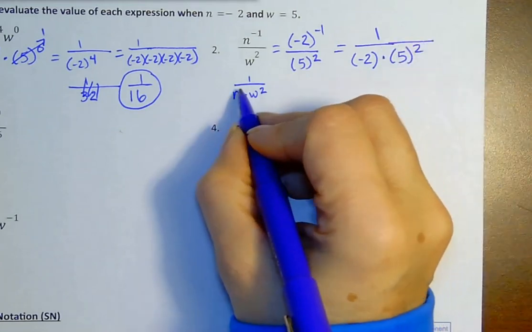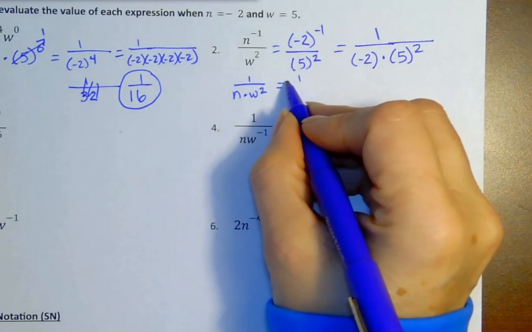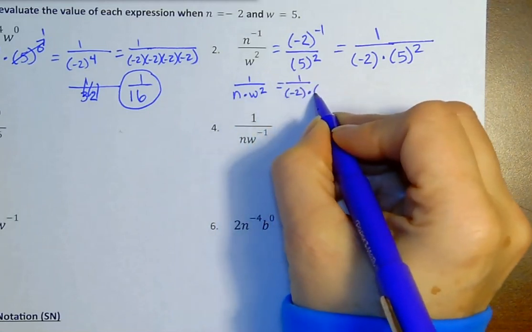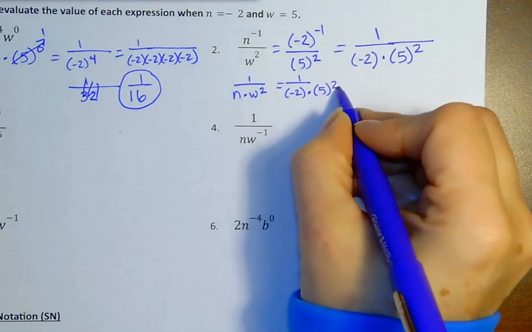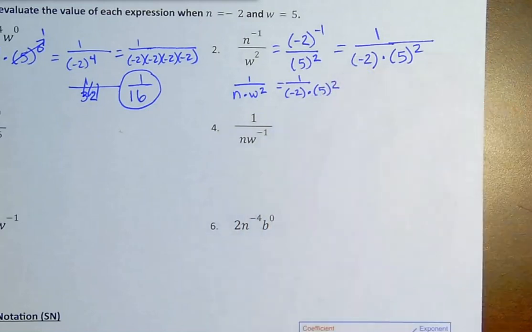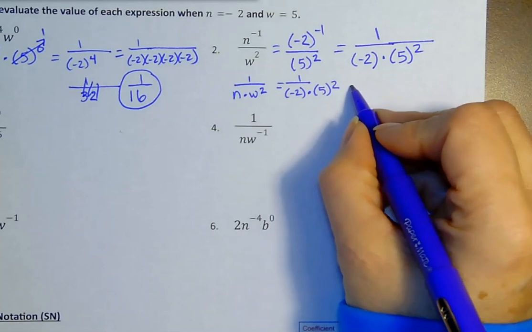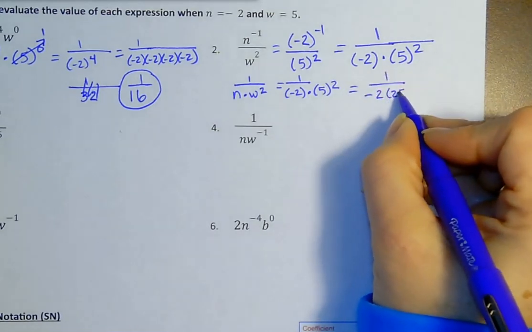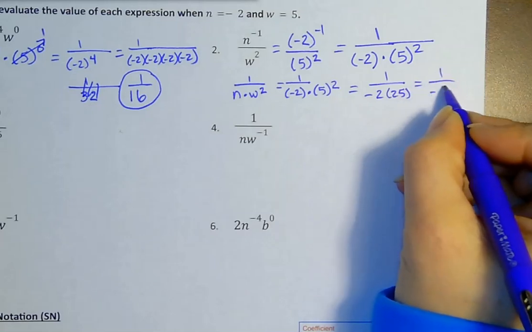That is exactly what you're going to have if you did the variables first. 1 over n equals negative 2 times w equals 5 squared. Notice those are the same exact thing. So if you're more comfortable manipulating the expression before you plug in numbers, that's totally fine. You do what works for you, please. Okay, that is 1 over negative 2 times 25, which is 1 over negative 50.